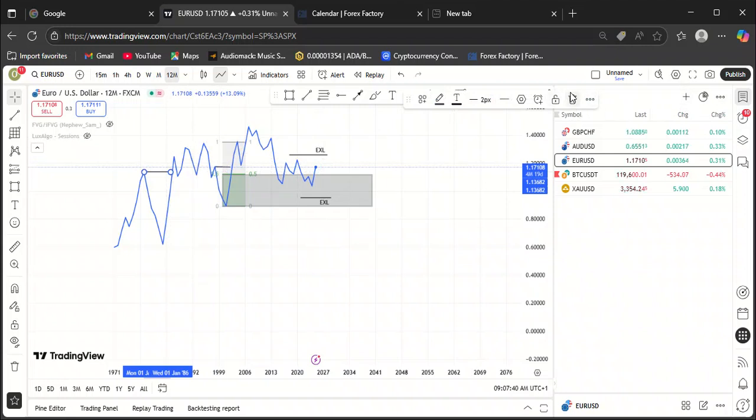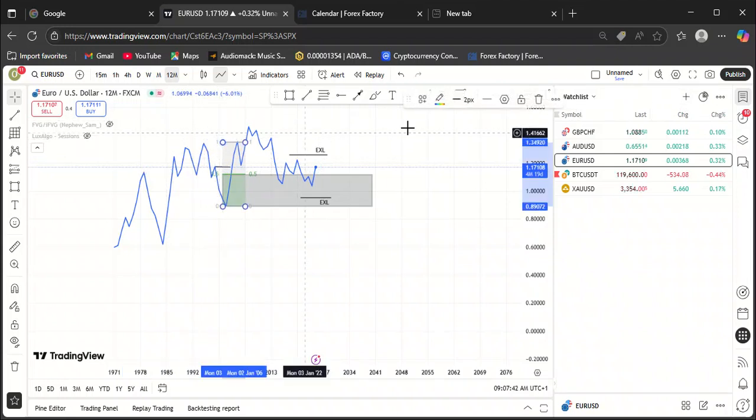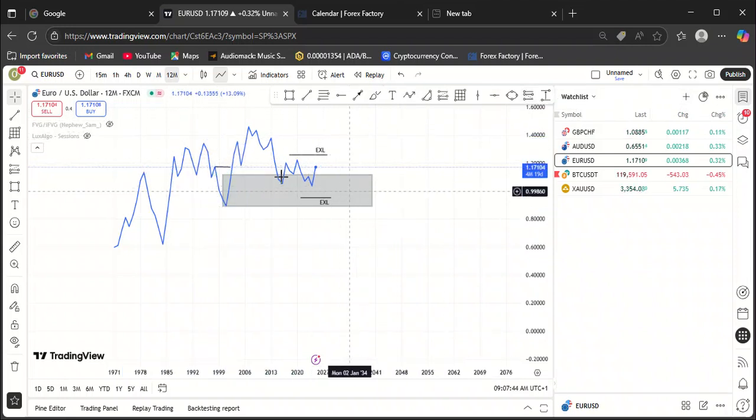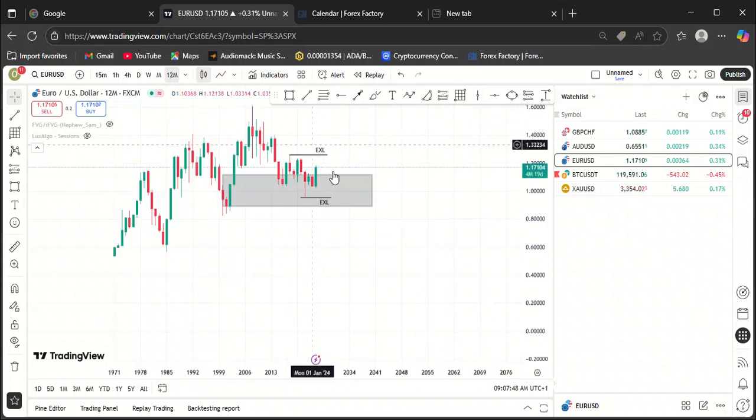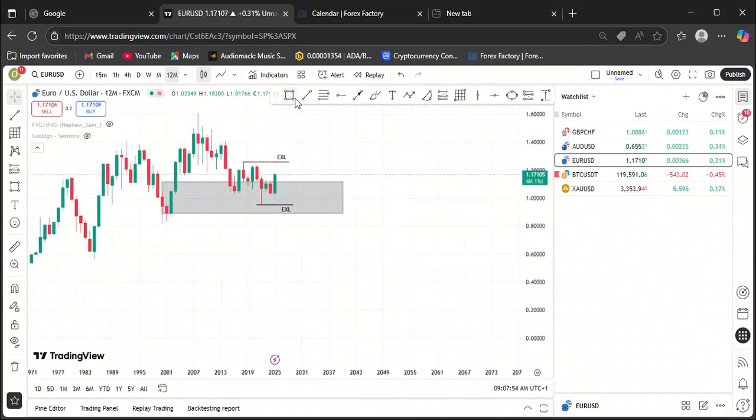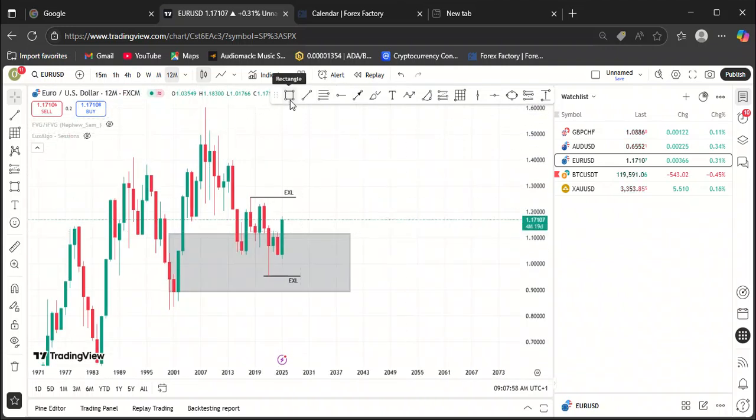So let me delete all this. Now I have my new demand where price has been since around 2015 or so. On that demand, if you notice something, this is why I always make sure I use my demand and supply level, because look at this level now.